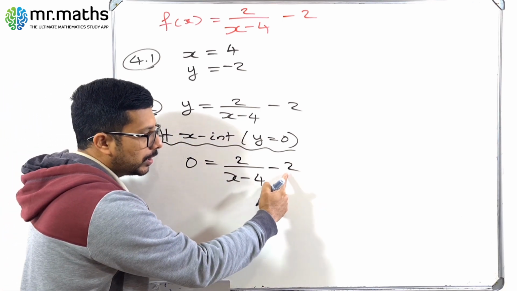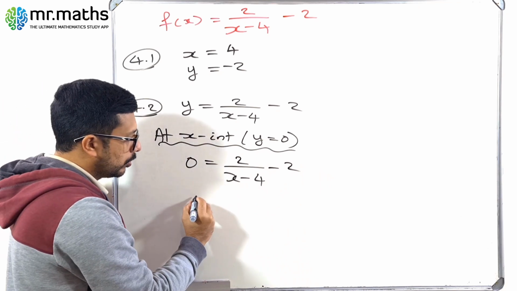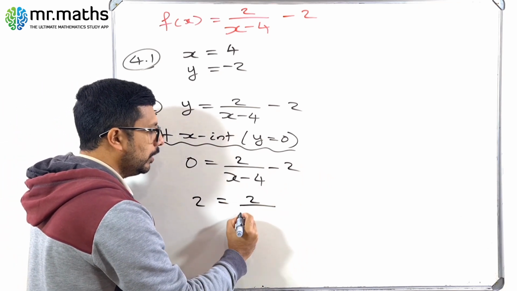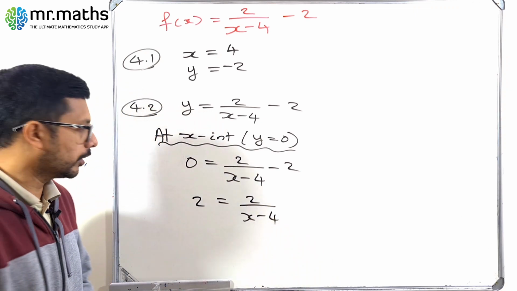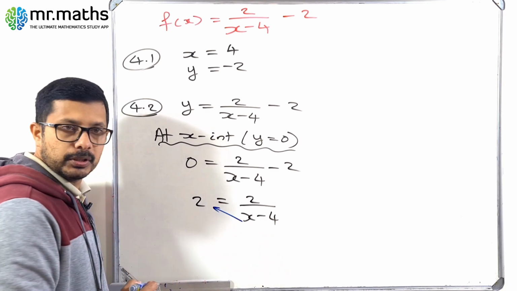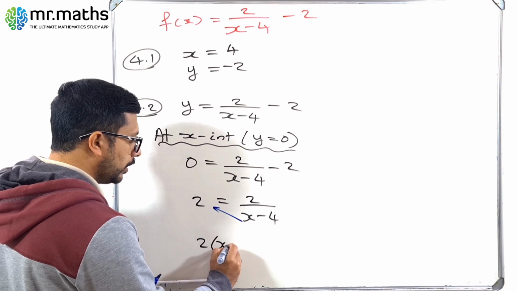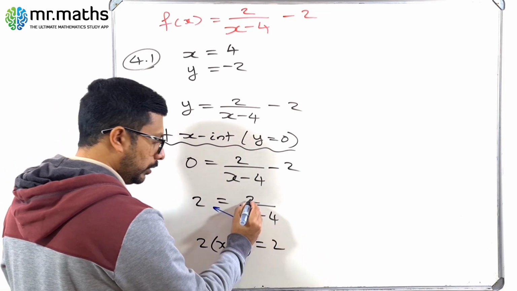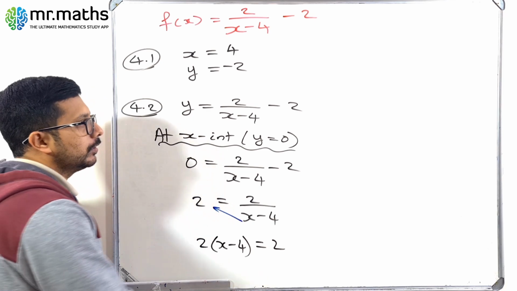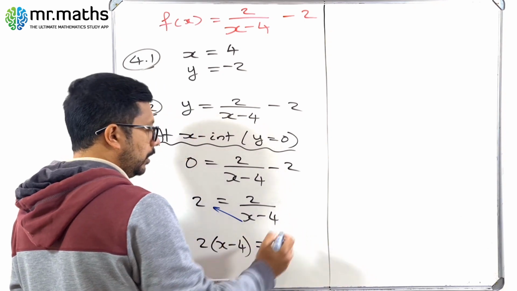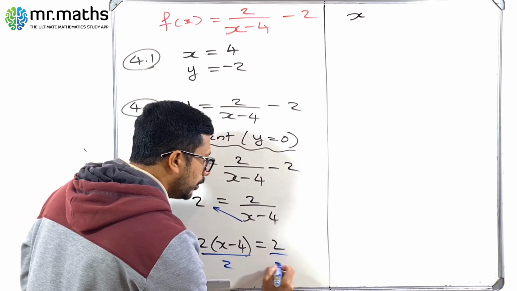Okay, so now take this minus 2 to this side. On the other side it is positive 2. So 2 is equal to 2 divided by x minus 4. Now what you have to do? You have to cross multiply. Take this x minus 4 and multiply with this 2. So that is 2 into x minus 4 is equal to 2. Now how can I find x minus 4 from here? What I'm going to do is divide both sides by 2, like this.